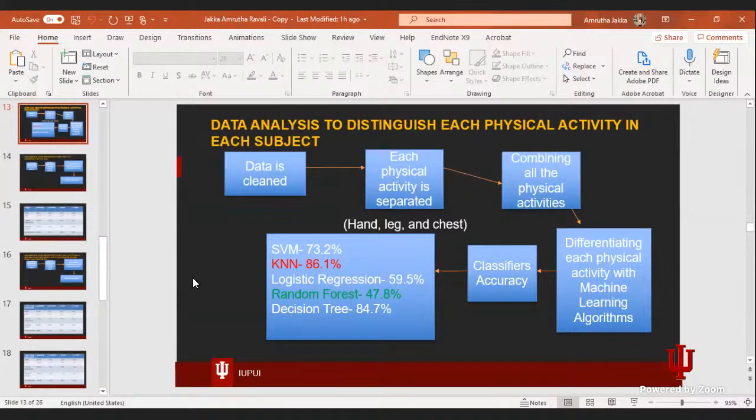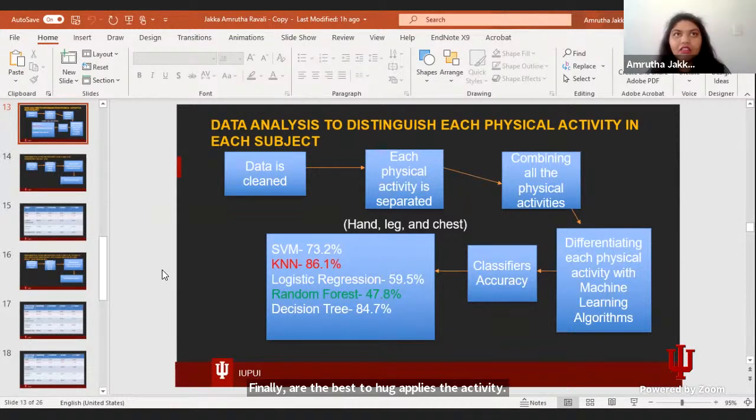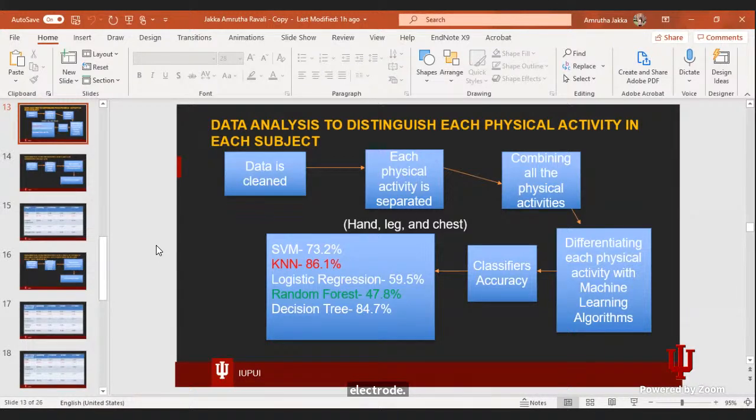Amruta, which location is the best to recognize the activity? I think the chest, leg and arm make it more reliable, because when moving their hands and legs, the hand and leg sensors might work well for collecting the data. And to know the heart rate, we can use the chest sensor so that it can collect the data with the electrode.